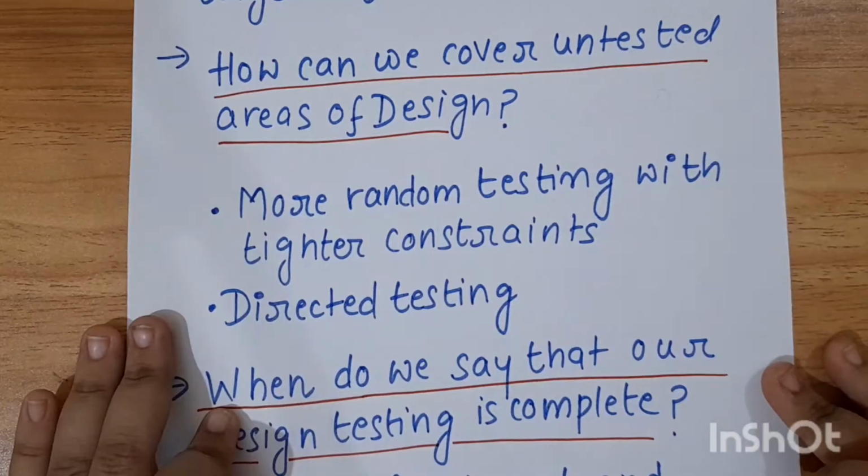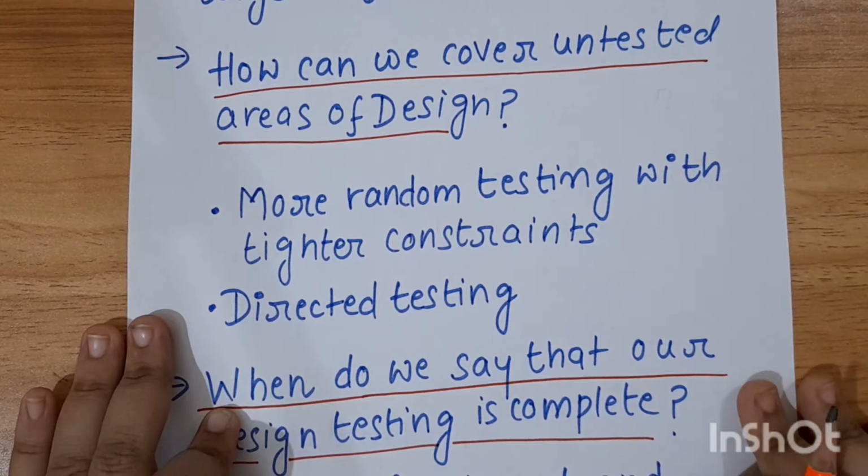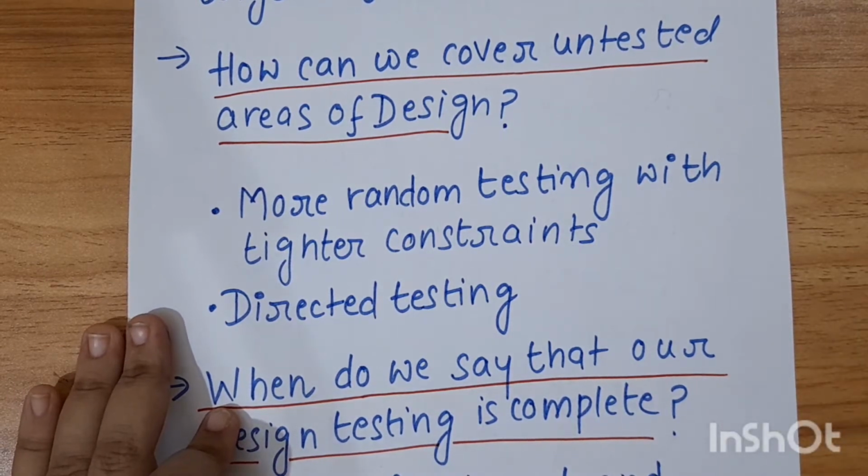Now, how can we cover the untested areas of the design? More random testing with tighter constraints. And directed testing, we are not fully removing the directed testing. We are keeping the directed testing also.